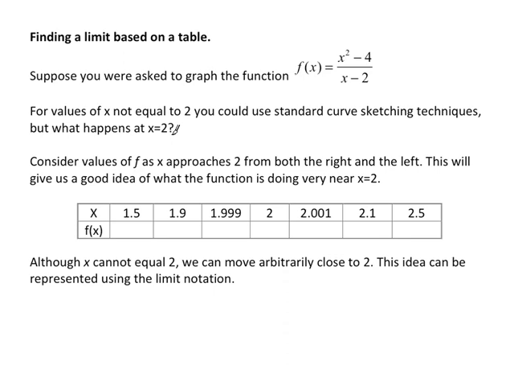Put in values of x, set up an xy axis, put out a dot there, connect the dots, that sort of a thing. But what happens when x actually equals 2? Well, if I find f of 2, I get 2 squared minus 4 over 2 minus 2. That's 0 over 0. What on earth is that?